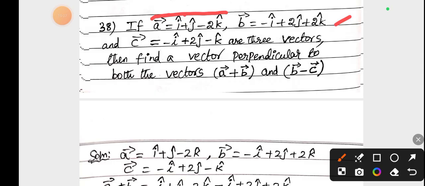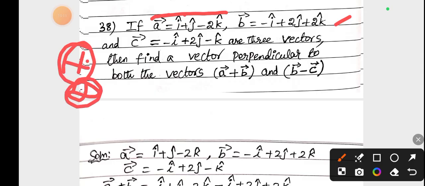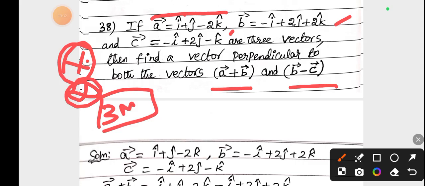Okay, move on. 38th question, very important. This model question is there in our NCERT book also. A vector given, B vector given, C vector given. The three vectors are given. Find a vector perpendicular to both vectors A plus B and B minus C. In our book I think it is A plus B, B plus C, like that. Very important, 3 mark, we used to teach. The teachers will say when they are taking the class itself, this is repeated 3 mark now.